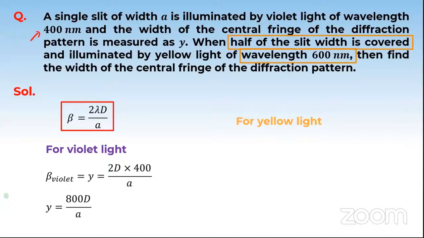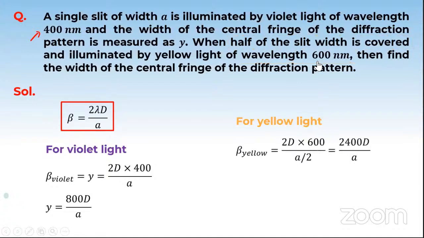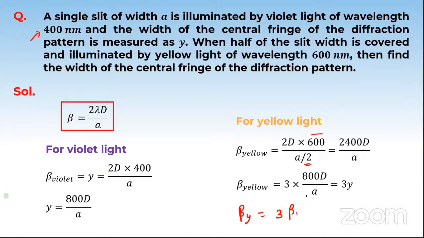For the yellow case, if you notice the question here, half the slit is covered and the wavelength is 600. So only a few values will change. The slit will become a by 2, the wavelength will become 600. When you solve this, you get 2400 d by a, and this can be written as 3 into 800 d by a. What is 800 d by a? That is nothing but the fringe width of violet light. Therefore, I can easily say that the fringe width of yellow light at the center will be equal to 3 times the fringe width of violet light. बस हो गया.